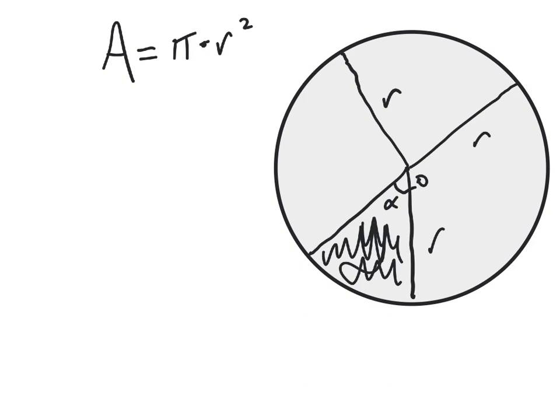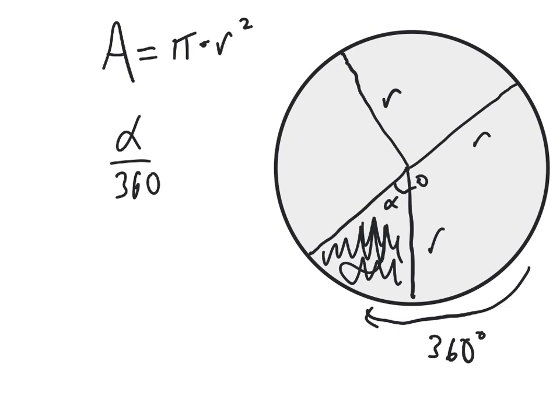So we know that an entire circle is 360 degrees if we go all the way around. So what that means is that this sector is going to be alpha over 360. The area is going to be alpha over 360 of the entire circle. So we can multiply this fraction times pi r squared. And that's going to be the area of this sector.